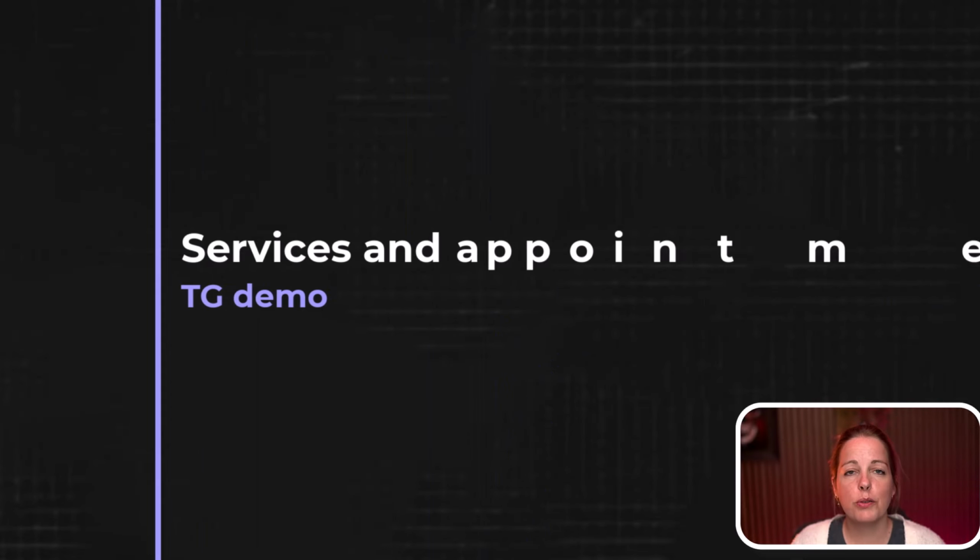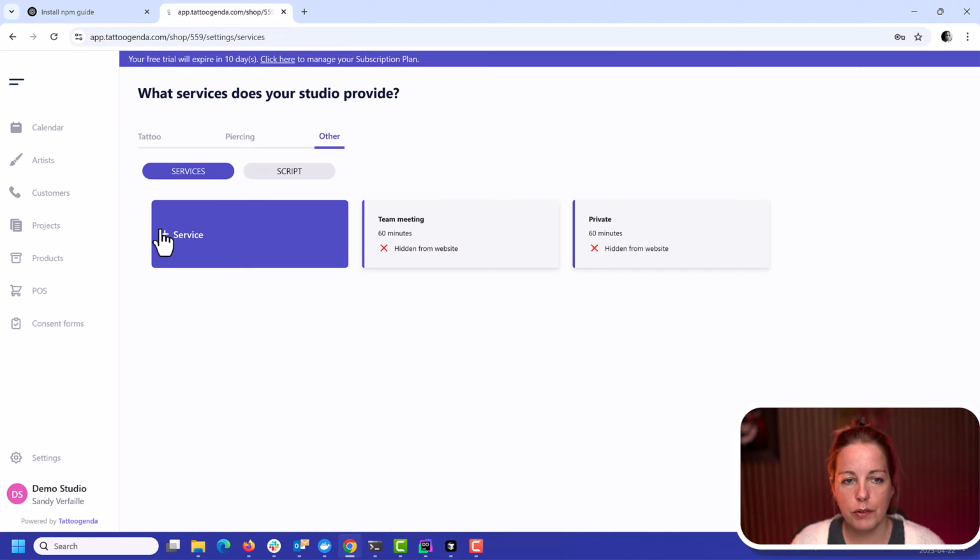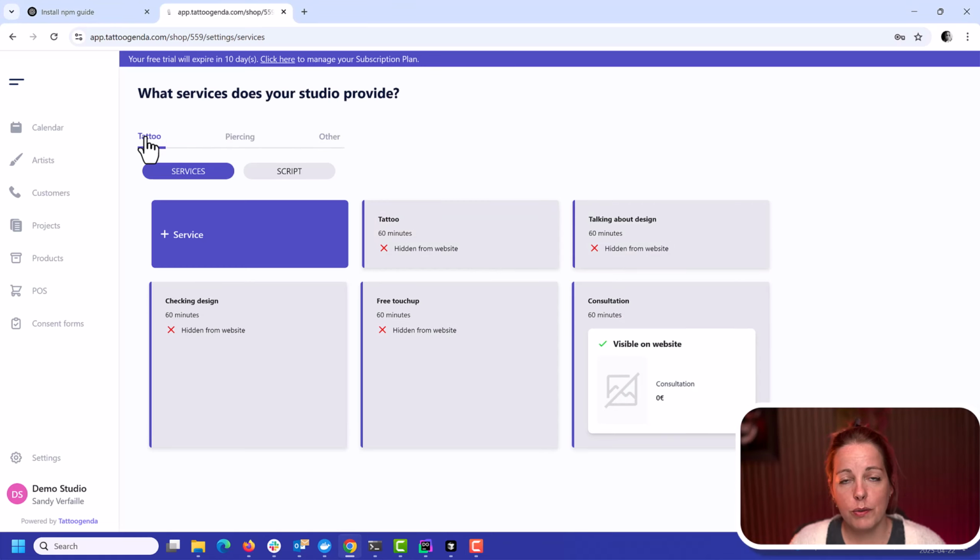In this little tutorial video, I'm going to go over services. If you go to Settings and Services, you will find 3 categories. We have tattoo services, we have piercing services, and we have other services. A tattoo service always needs a customer, an artist, and a tattoo project.